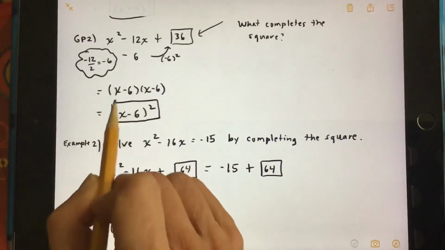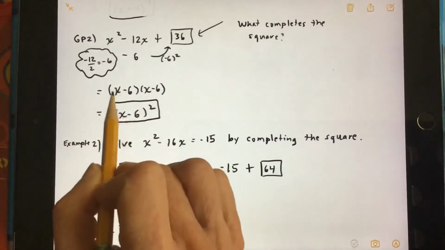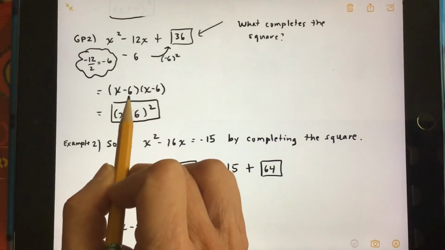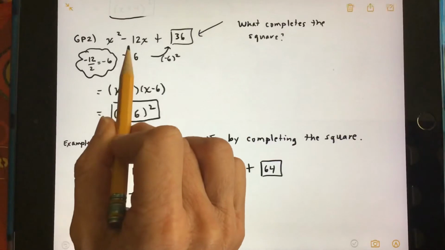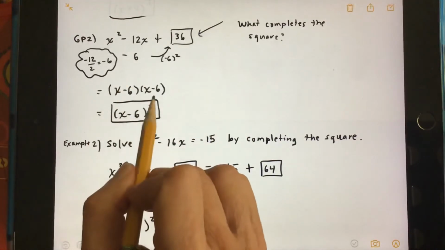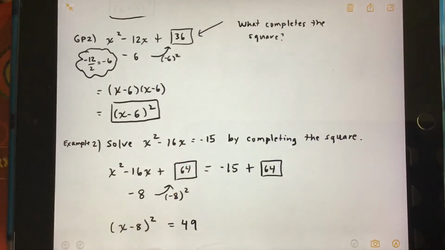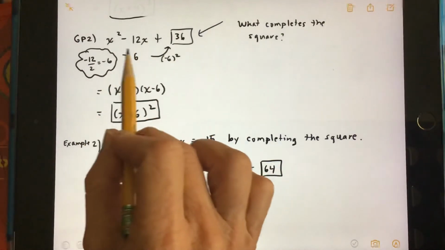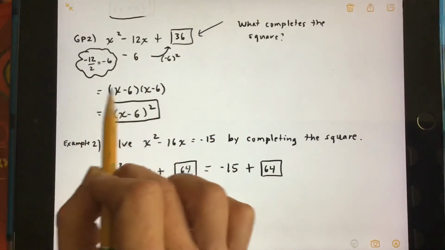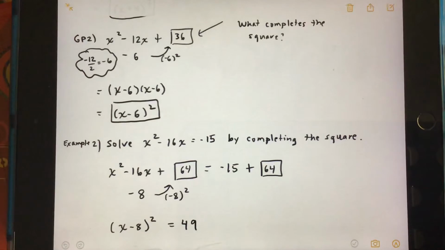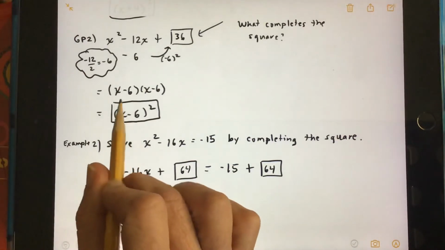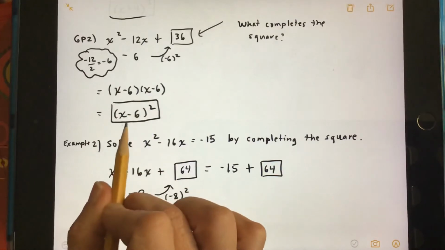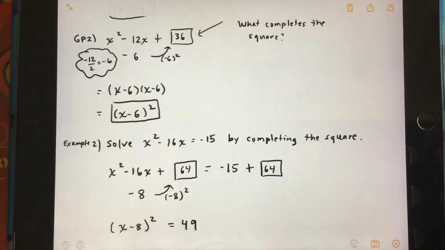And if we FOIL it back, we know we're right. X times x is x squared. Outside is negative 6x. Inside is negative 6x. Negative 6x plus negative 6x is negative 12x. And then negative 6 times negative 6 is positive 36. So we know that we have rewritten x squared minus 12x plus 36 correctly as x minus 6 times x minus 6. And then I'm going to rewrite that in square form. Since this binomial happens twice, we can rewrite it as x minus 6 quantity squared.